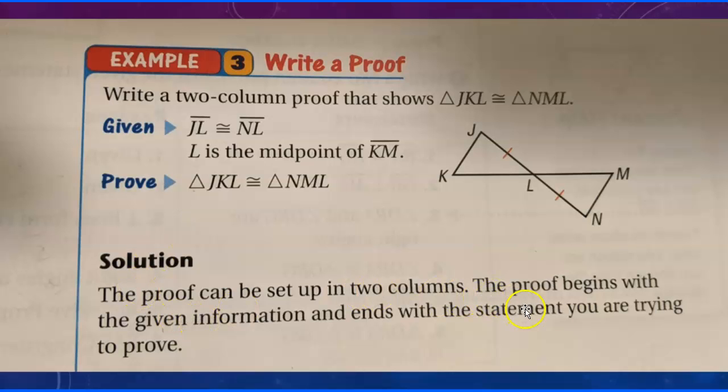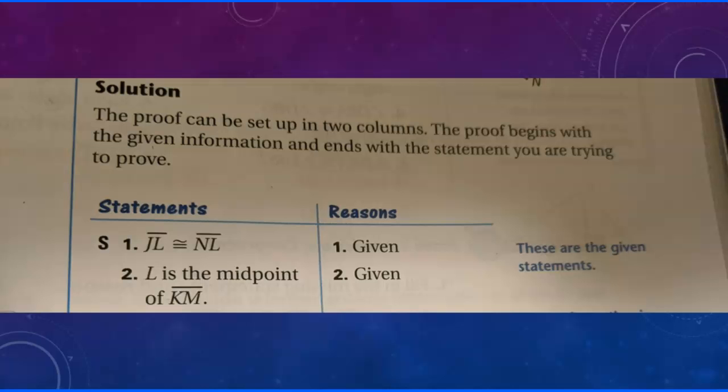So that's going to be the last statement on my little set of columns. A proof can be set up in 2 columns. It begins with the information and ends with the statement you are trying to prove. So let's start it. I'll do a little bit at a time. Here's your little chart, statements, reasons. Sometimes I will write proof over here.